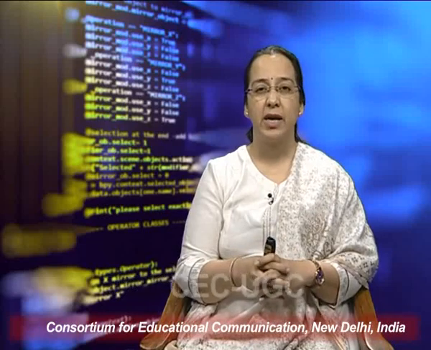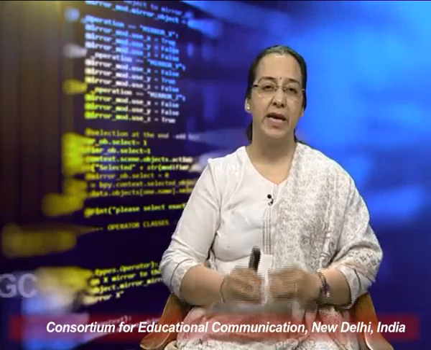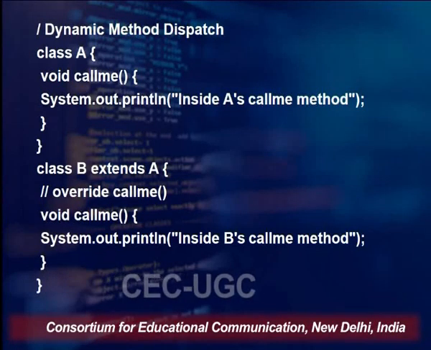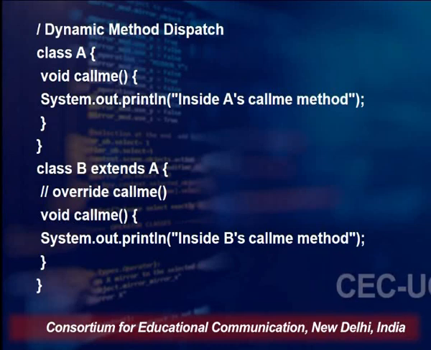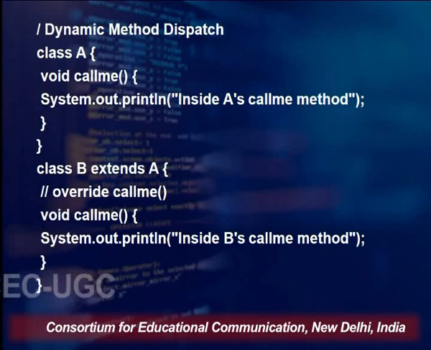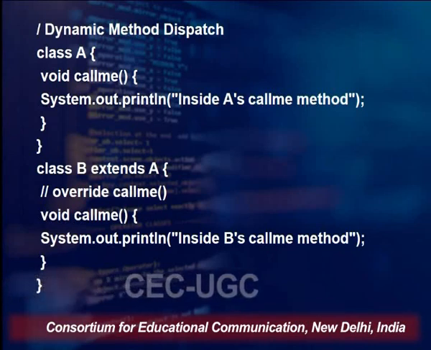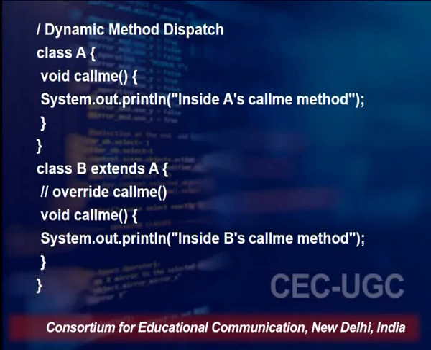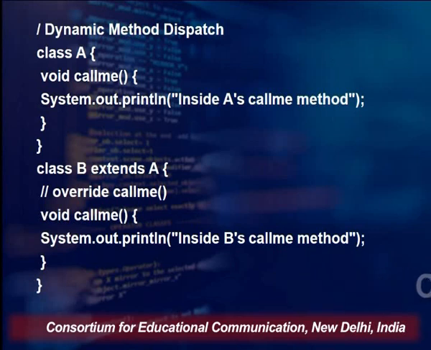Then in this dynamic method dispatch, let us consider a program in which we have a class A as shown on the screen. Within this class A we have one method named call me, and inside this there is a statement to be printed inside A's call me method. As far as signatures are concerned, it is void and it does not have any parameters. This is for your class A.